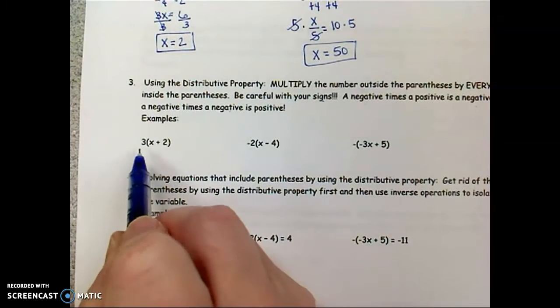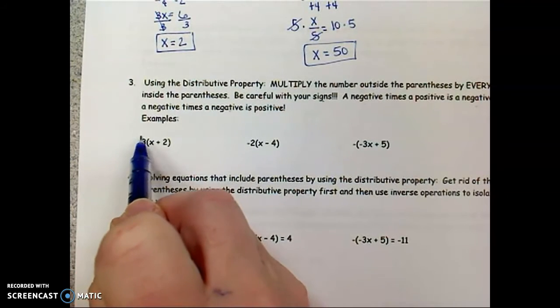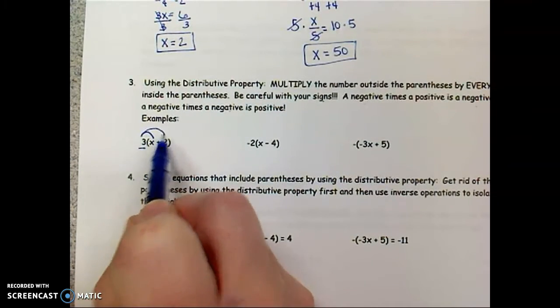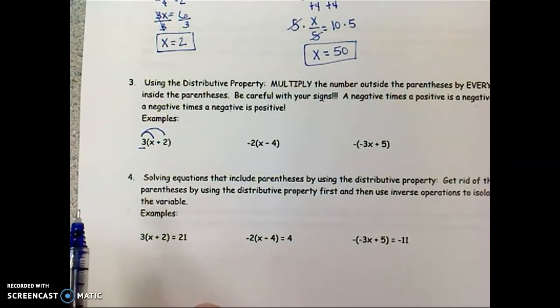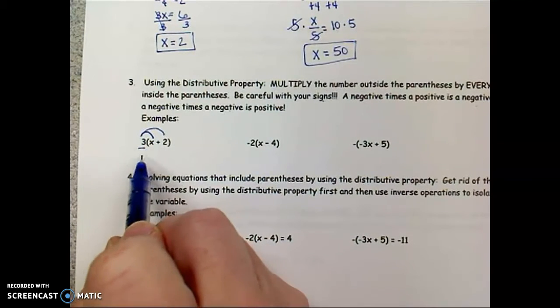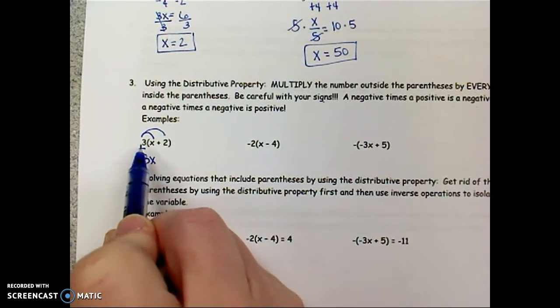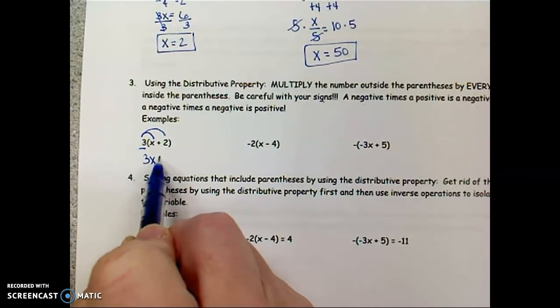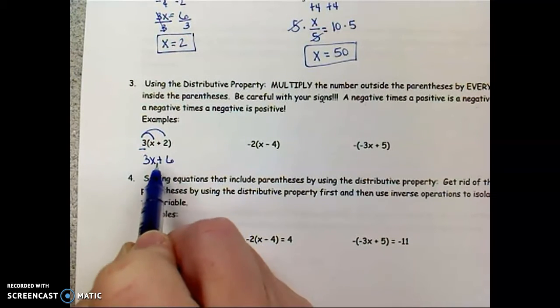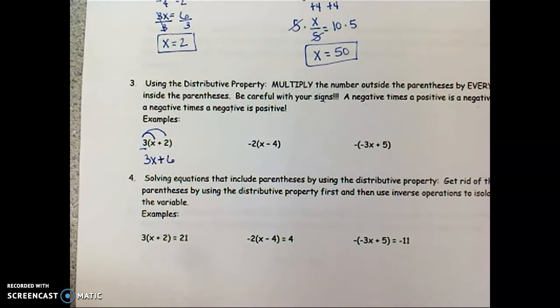So on this first one, we're distributing the 3 times the x and the 2. It's multiplication when you distribute. So 3 times x is 3x. 3 times 2 is positive 6, so make sure you put the plus sign between the 3x and the 6.